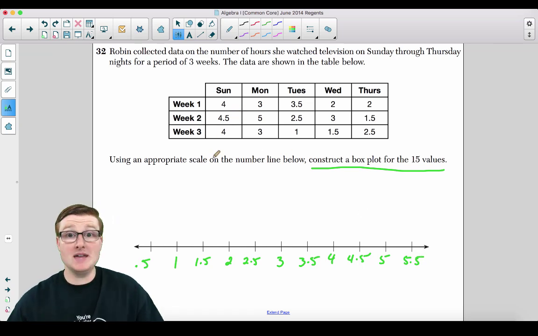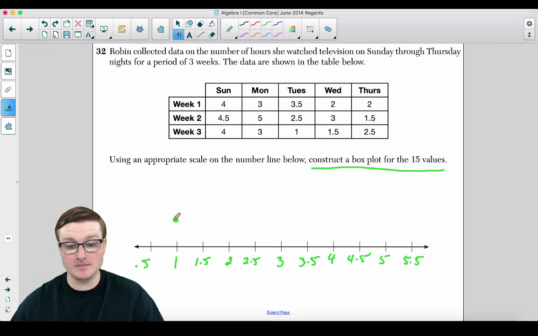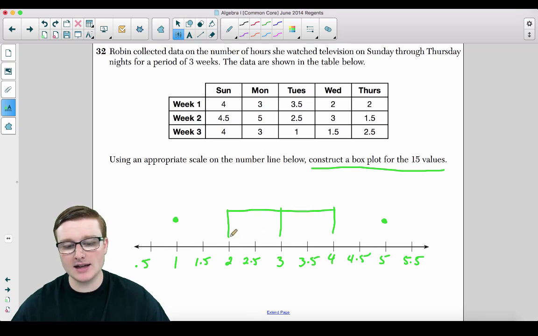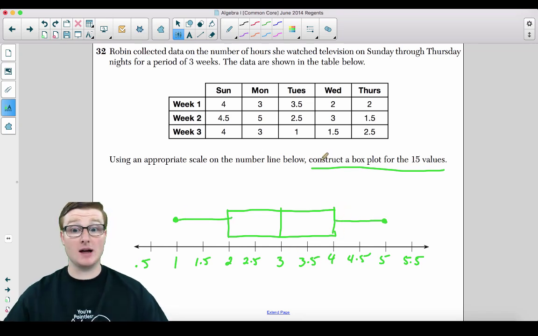So your minimum is 1. Plot the 1. Your first quartile is 2. There's your 2. Your median is 3. And your quartile 3 is 4. And your maximum is going to be 5. So now all I'm going to do is connect these lines. That's an ugly box plot, but it is what it is. And this, ladies and gentlemen, is how you construct your box plot.